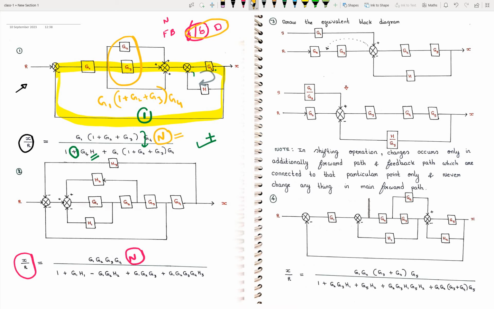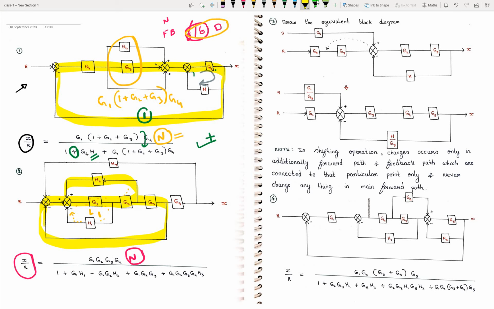For denominator, focus on feedback path. So this is one feedback path. This is one feedback path. Let me write it as loop L1. And this is one feedback path. And one more is this feedback path.